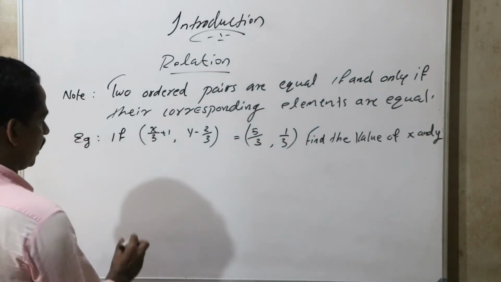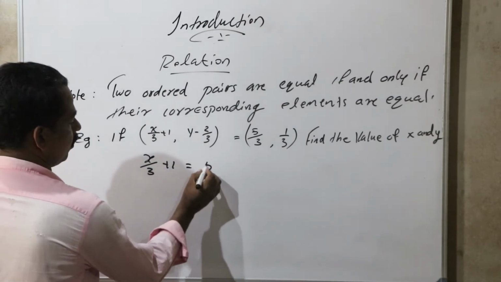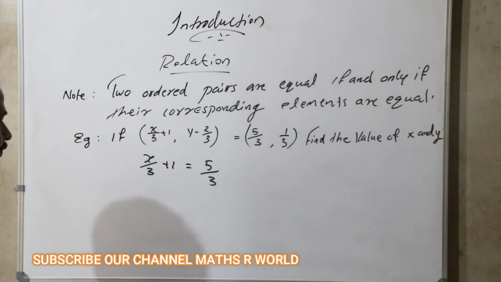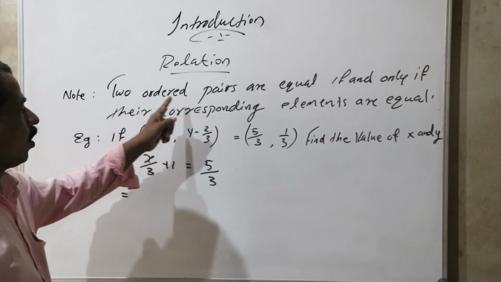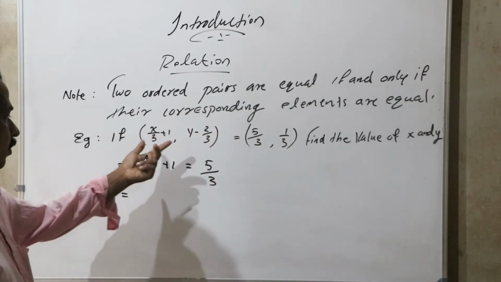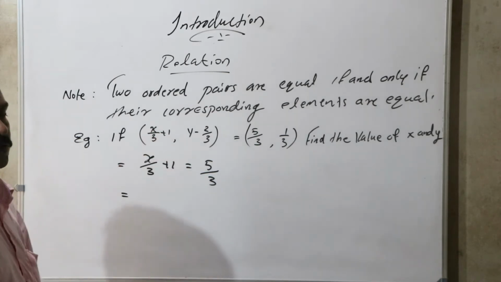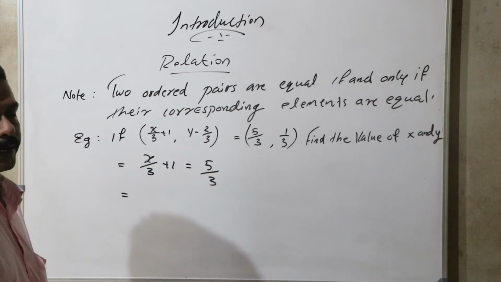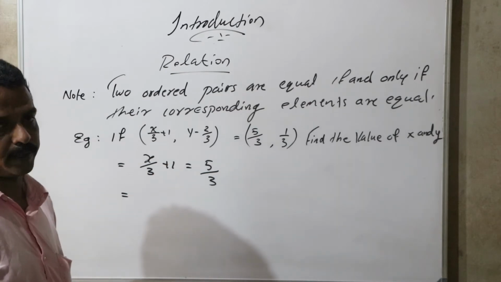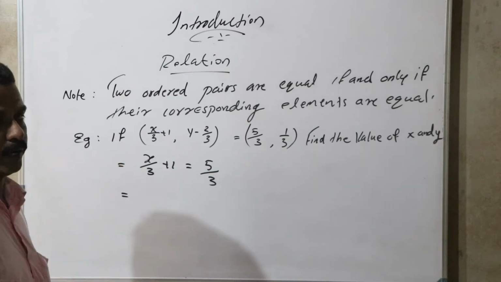So we can write x/3 + 1 equal to 5/3. Why? Two ordered pairs are equal, then their corresponding elements are equal. In the first ordered pair, the x element is x/3 + 1, and in the second ordered pair, the x representative is 5/3. So x/3 + 1 equals 5/3. They ask us to find out the value of x.